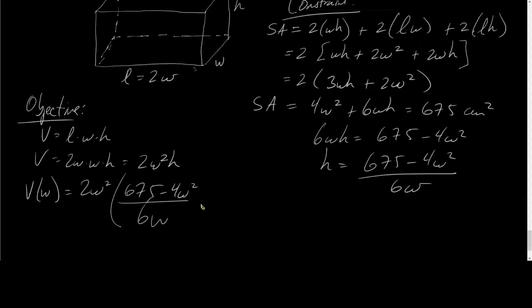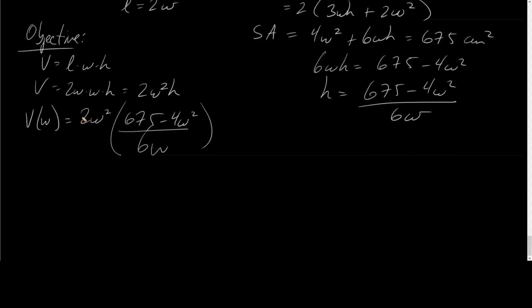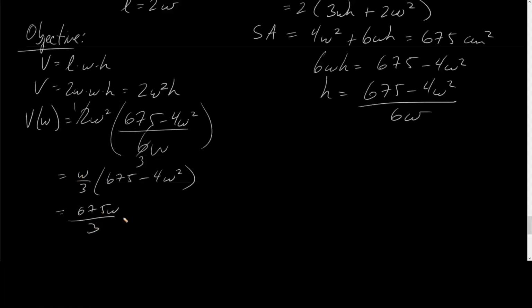And at this point, we're going to say, well, let's reduce this. The W and the W cancel each other out. The 2 and the 6 reduce, right? And what am I left with? I'm left with W over 3 times 675 minus 4W squared. Distributing this W over 3, well, what do I get? I end up with 675W over 3 minus 4/3 W squared.